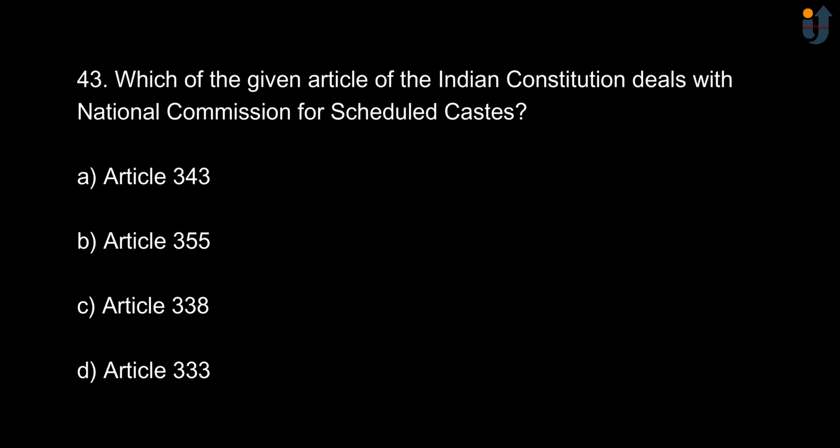Next, which of the given articles of the Indian Constitution deals with National Commission for Scheduled Castes? Option A Article 343, option B Article 355, option C Article 338, and option D Article 333. The correct option is option C Article 338.